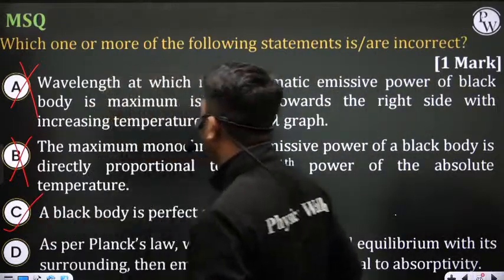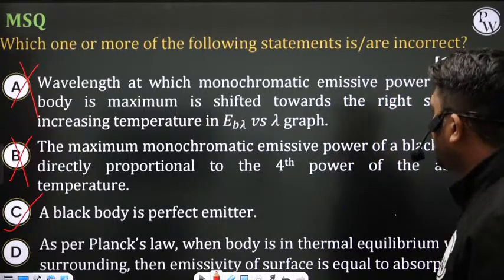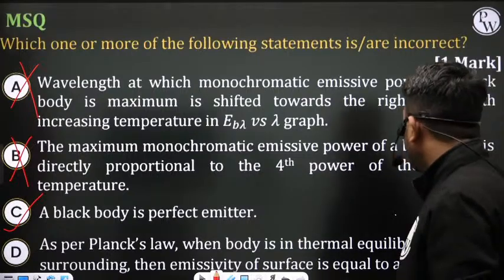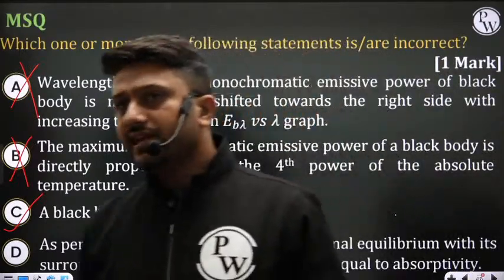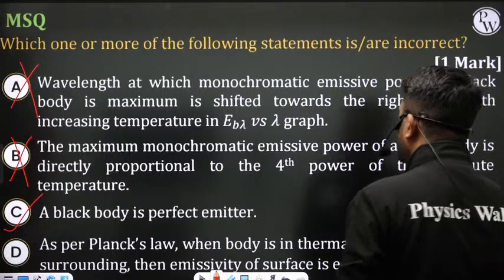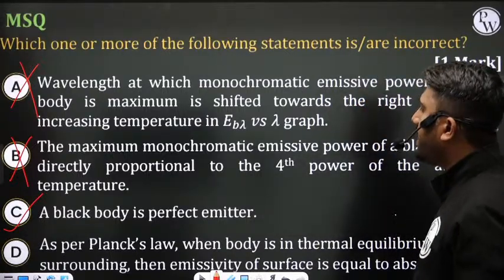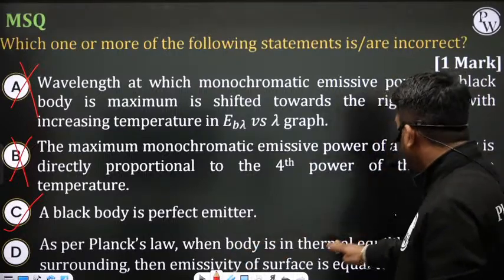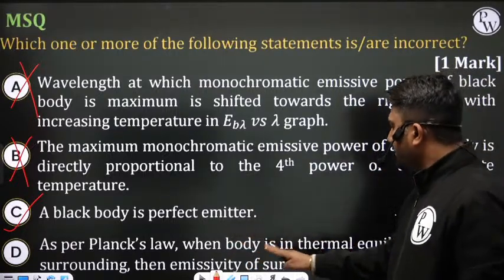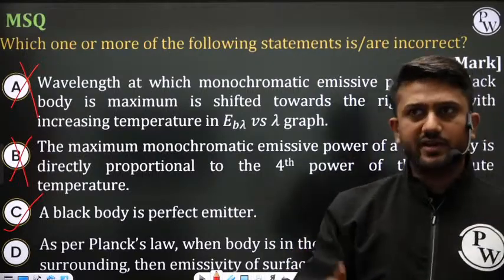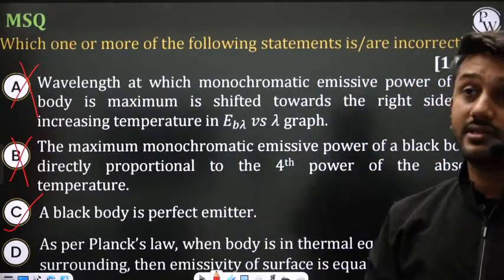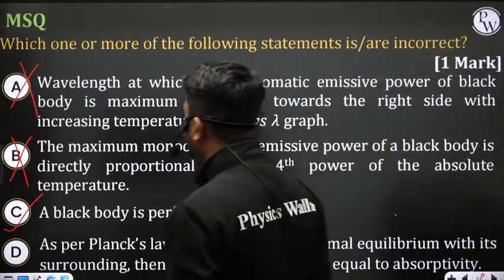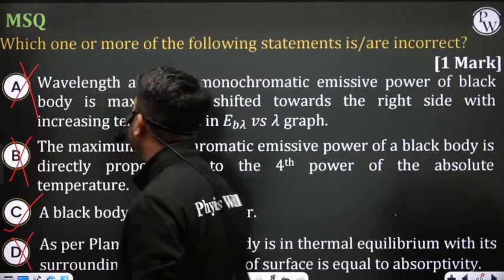Now come to statement D. As per Planck's law, when a body is in thermal equilibrium with its surrounding, the emissivity of the surface is equal to the absorptivity. This law is correct, but it is not Planck's law. This is Kirchhoff's law. So statement D is also wrong.